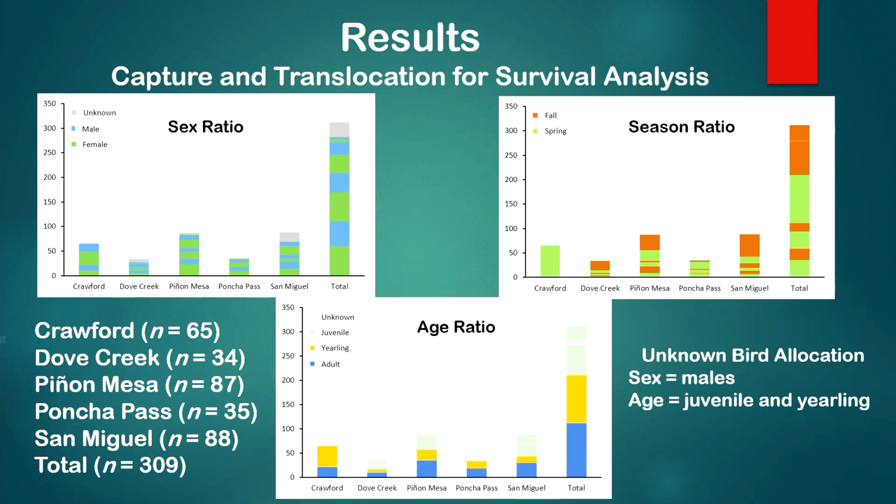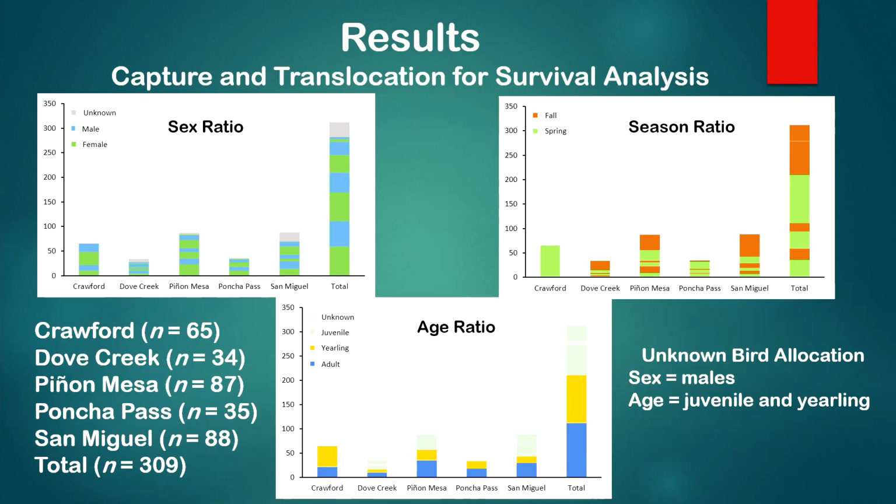But what I want you to focus on is up in the upper left, the total number of birds is on the y-axis, and each population is in the bars. The total number of birds translocated, or in the survival analysis, is the total, and it's a stacked bar graph. The females are the green, the males are blue, and then the gray is unknown. In the top right was the season that we translocated them. The spring is green, and the rust color is the fall translocation. So you see we get a pretty good mix of all of them, which, as those of you who know, is going to start affecting sample sizes, and you'll see that.